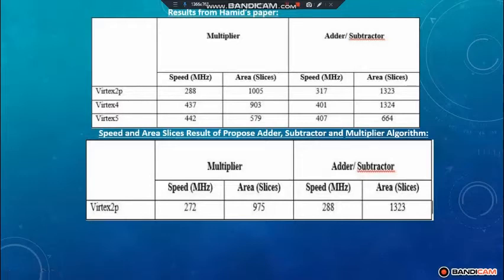This is a result from the Hammick paper, like speed and area for the adder, subtractor and multiplier. Speed and area results for the adder, subtractor and multiplier through the algorithm. Multiplier speed is 72, adder or subtractor speed is 88, which means adder and subtractor speed is greater compared to the multiplier.